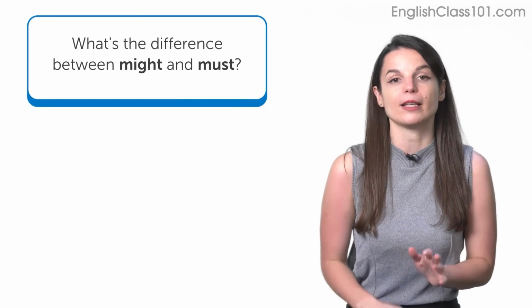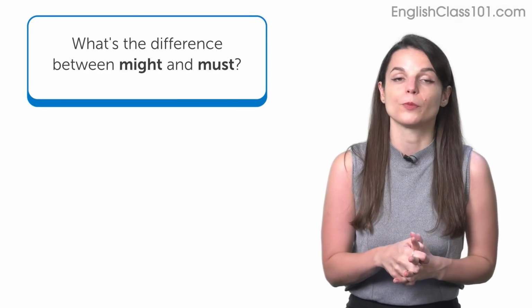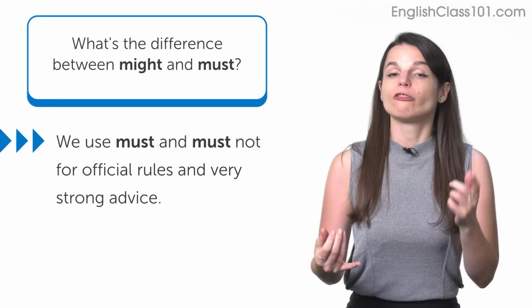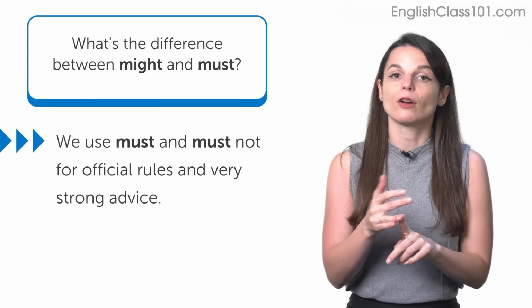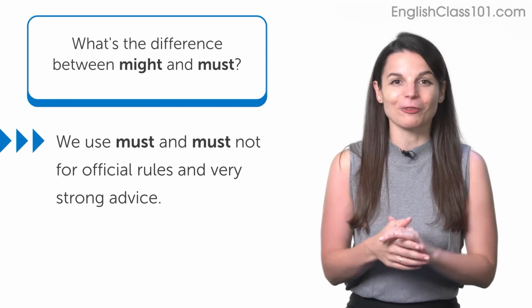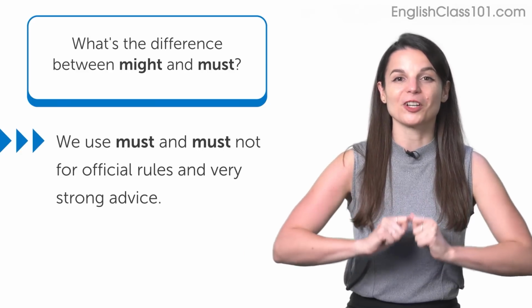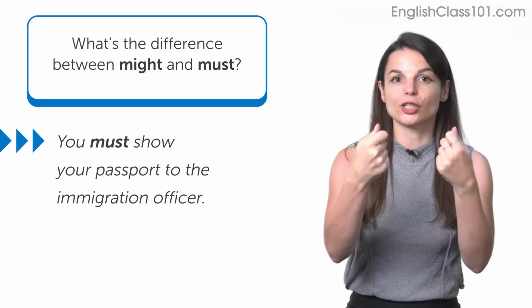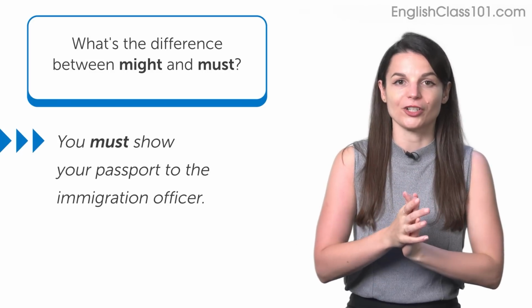Sure, yeah, might and must. Let's do a quick review of these two. So let's start with must. We use must and must not for official rules and for very strong advice. So the example that I always like to give when I talk about using must is about showing your passport at the airport. There's often a sign that says you must show your passport to the immigration officer.